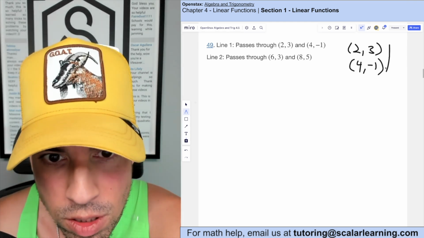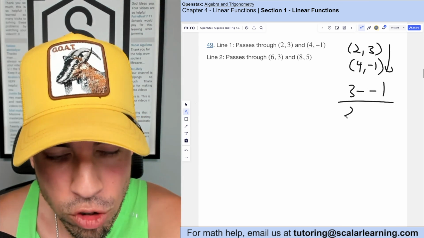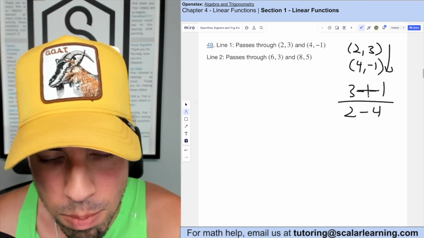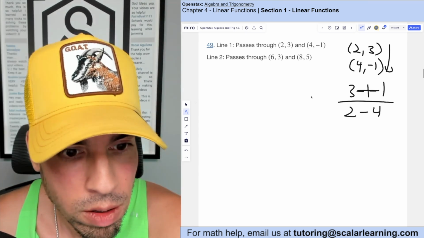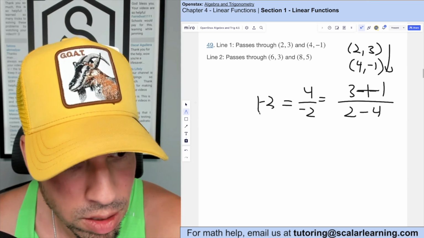So for this one, we're going to start by stacking the coordinates and calculating the slope of each line. So we're going to subtract down. Difference of the y's on top, 3 minus negative 1 over 2 minus 4. That becomes a plus, right? Double negative is a plus. So we get 4 over negative 2, which is a slope of negative 2.